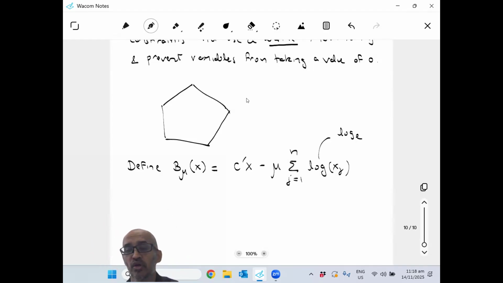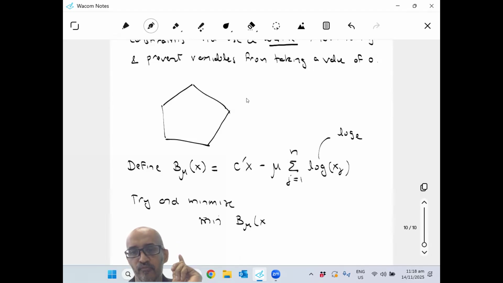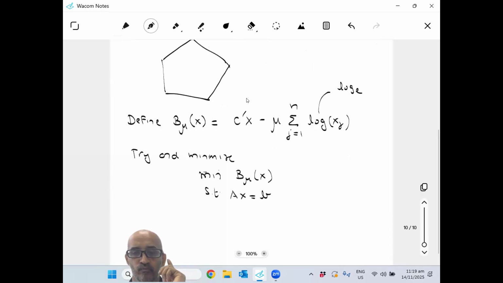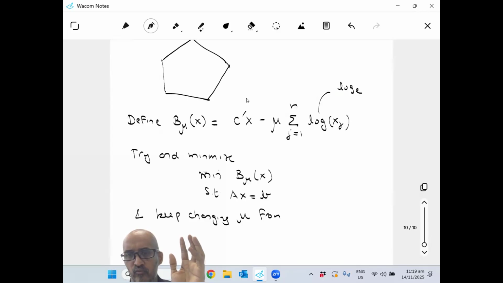So here's the algorithm. Try and solve the following problem: minimize B_mu of x over the constraints Ax equal to b, and keep changing the parameter mu from infinity down to zero. I'll explain the logic. So that's the basic idea.